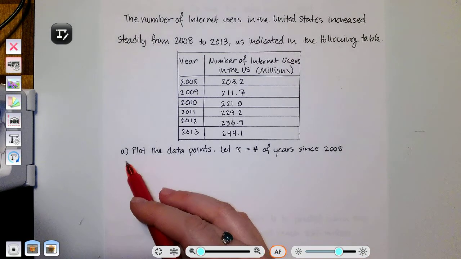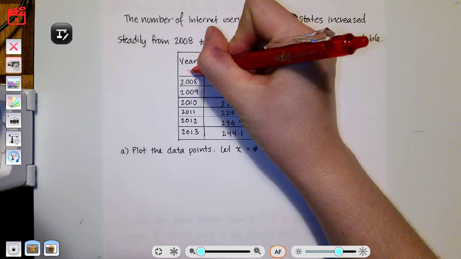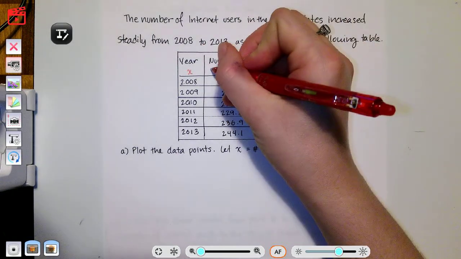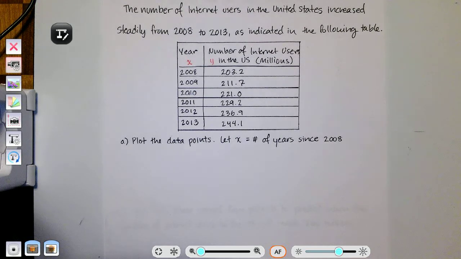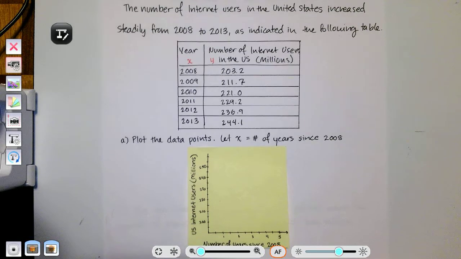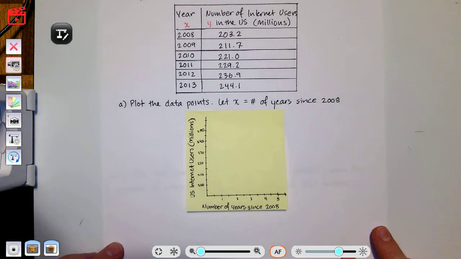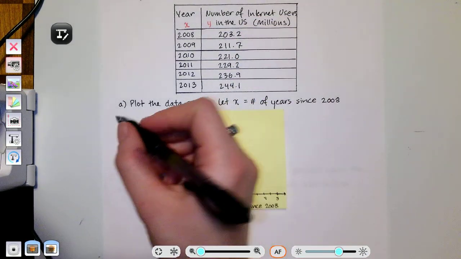Okay, so part A. Plot the data points. Let x be the number of years since 2008. So years is going to be my x values, which then means my y values will be the number of internet users in the US in millions. I went ahead and drew up my own little graph on a sticky note. To plot our data points, we need some coordinate points, so I'm going to retranslate this table into coordinate points.